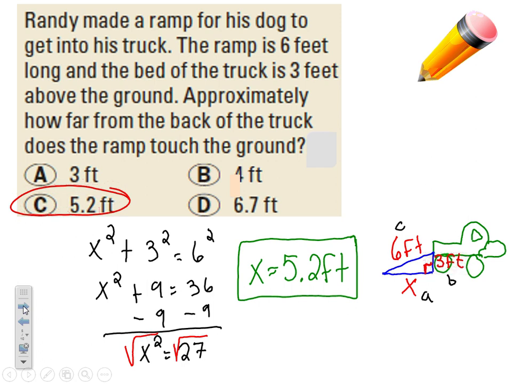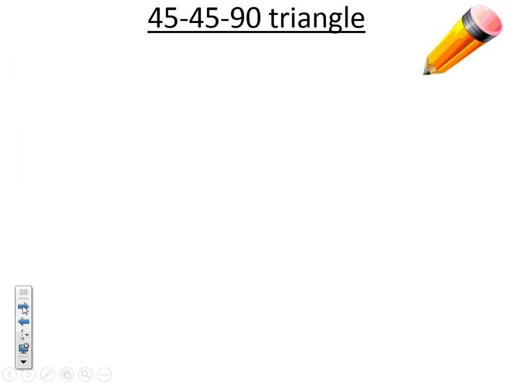Make sure you get this example written down. Those are two examples on the Pythagorean theorem. Now we're going to move on and talk about some special right triangles. The first one we're going to talk about is 45-45-90 triangles.